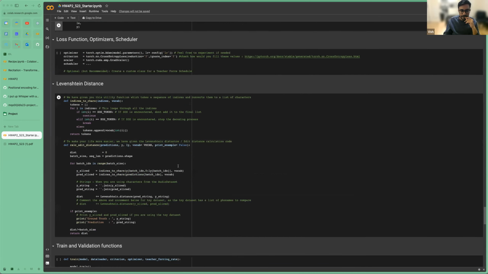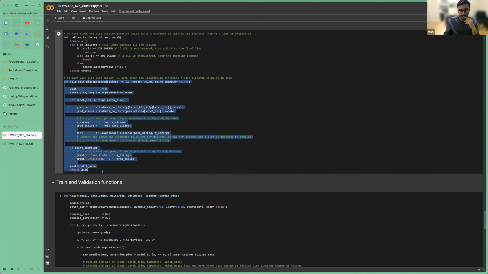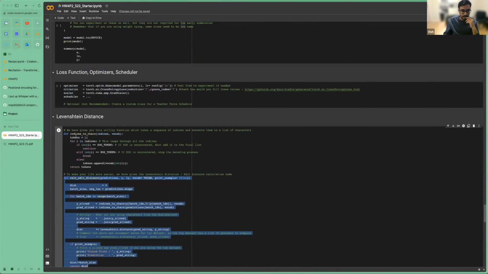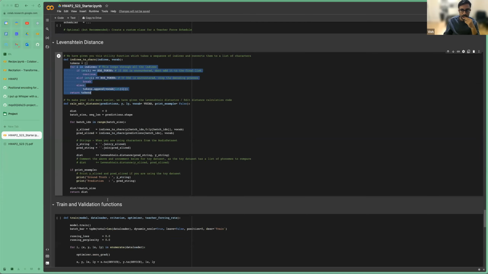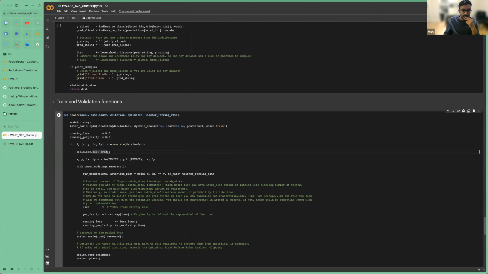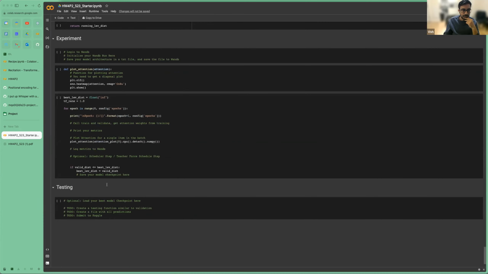This stuff is all the same that you've seen before. Calc edit distance is similar to what you did in homework 3, right? This is basically a different version of your decode prediction function. You don't have CTC decode right here, but you just have to convert your indices to characters. Train function, validation function, all these things are just standard.